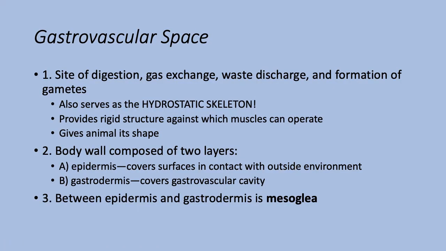So let's talk a little bit about that gastrovascular space. This is where digestion occurs, where it exchanges gas, waste discharge, formation of gametes. So a lot happens in that gastrovascular space. It can also serve as the hydrostatic skeleton. And the purpose, two purposes of that hydrostatic skeleton. Obviously, it's going to give it a little bit of a structure so muscles can operate, and then obviously give that animal its shape.